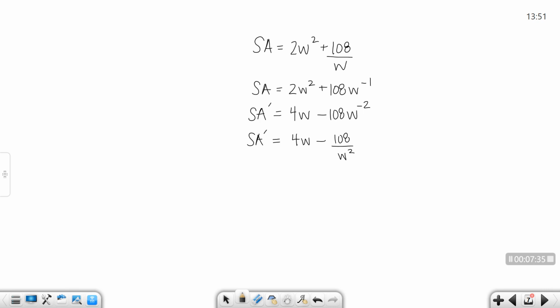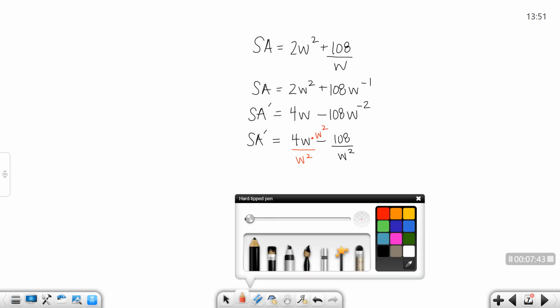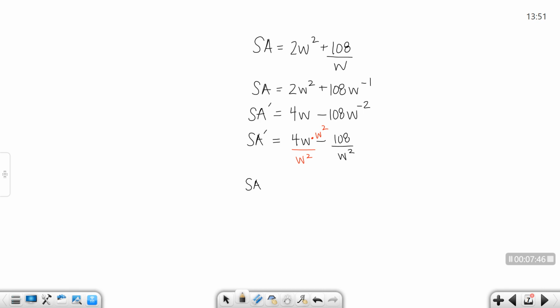Now, we need to get a common denominator. So remember, to get a common denominator, it's going to be W squared. So if I put a W squared here, I have to also put a W squared here in the top. So what I'm going to get is 4W cubed minus 108 over W squared. Now we need to see where this derivative equals 0 and where it's undefined. So it equals 0 where the top equals 0, and it's undefined where the bottom equals 0. So I have a critical number at W equals 0. We'll solve this other side out.